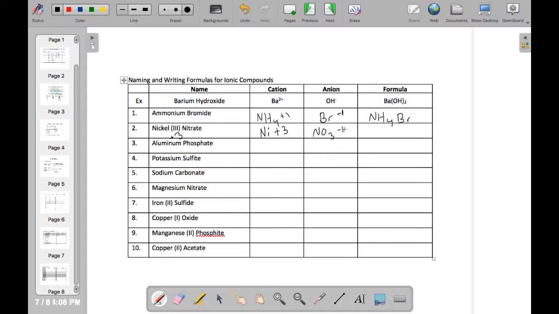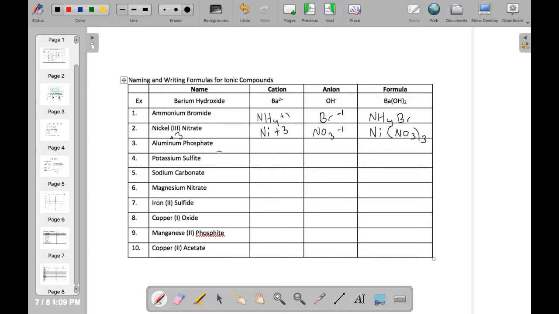Well, I see the problem here. I'm going to have 3 of these to equal 1 of these. Don't look at these numbers down here. Look at the charges. People always make that mistake. They start looking at these numbers here and get all confused. Just look at the charges. So I need 3 nitrates. NO3, 3. This means I have 3 nitrates, and they're all -1. And I will put 1 nickel here, which is a +3.